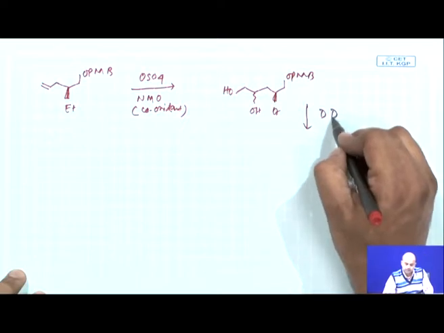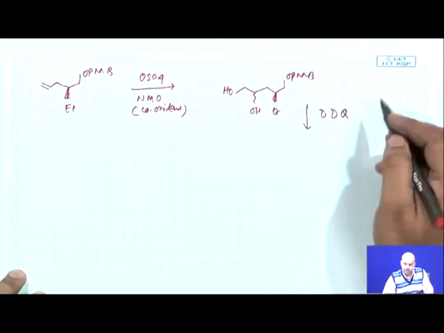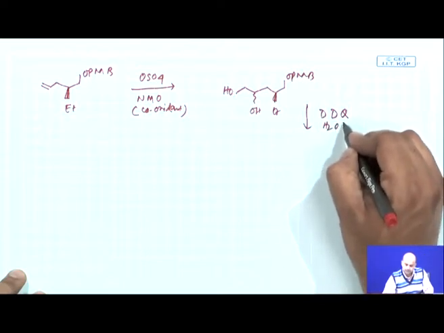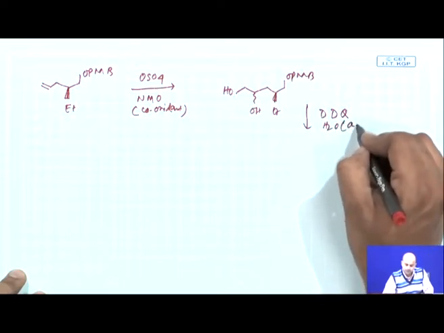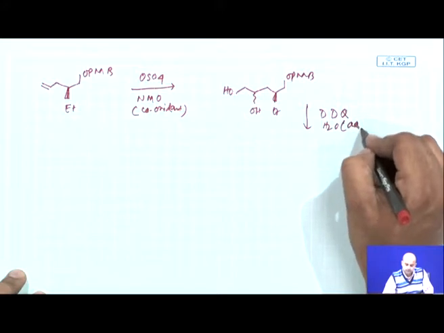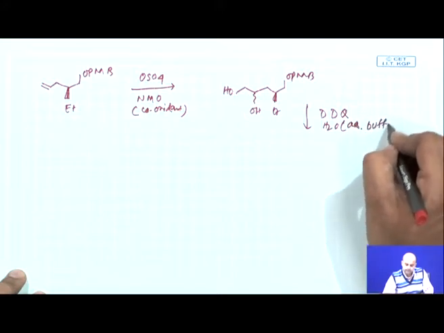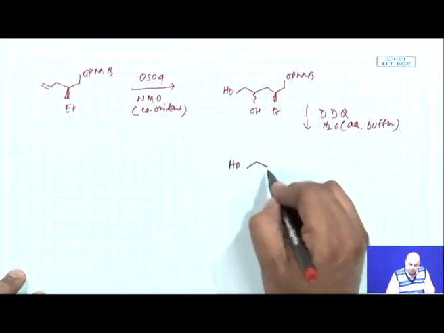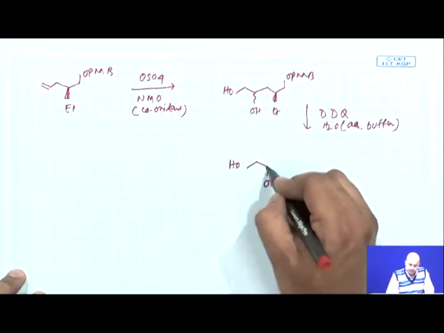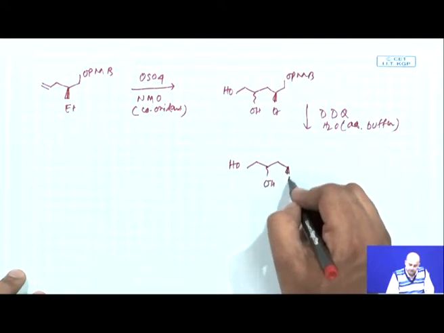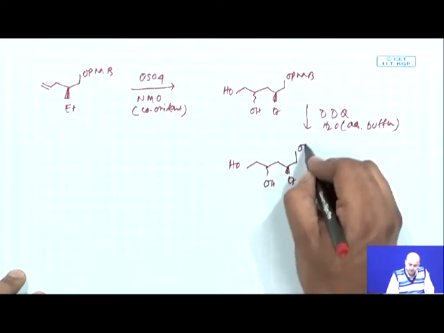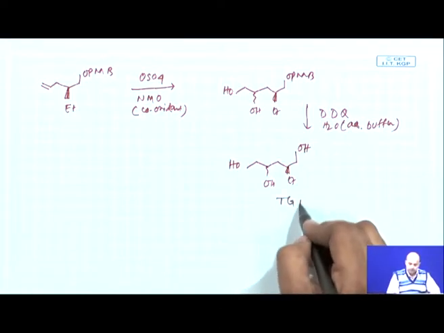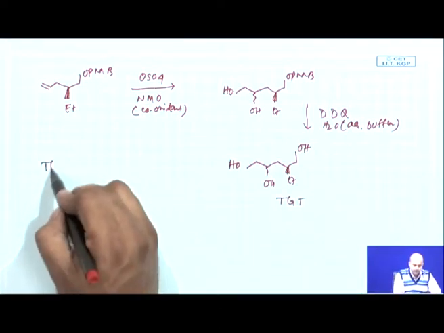And the final target, if you see, the PMB group has been deprotected. So, for PMB deprotection, you can straight away use DDQ in a water medium or an aqueous buffer, and then the PMB group will be deprotected as discussed earlier by DDQ conditions, and you will get the final target molecule.